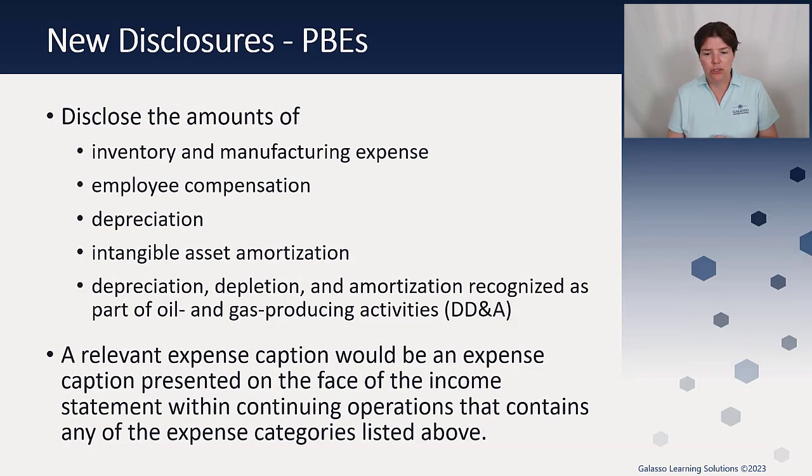So there are new disclosures that are going to be required here. You're going to disclose the amount of inventory and manufacturing expenses, and we're going to come back to that line item again on the next slide. Employee compensation, depreciation, intangible asset amortization, depreciation, depletion, and amortization recognized for oil and gas producing activities. And so as we look at this, these would be the amounts included in each relevant expense caption. And a relevant expense caption would be an expense caption presented on the face of the statement, right? So when we're starting to combine things together, you would disclose how much for each of those relevant captions are coming from these specific line items as we go through it.